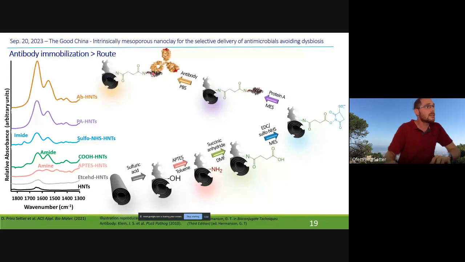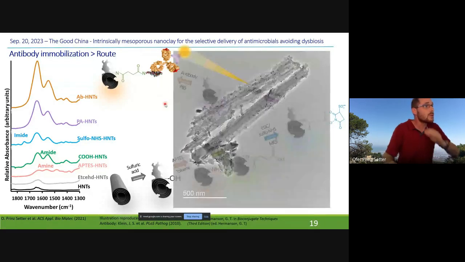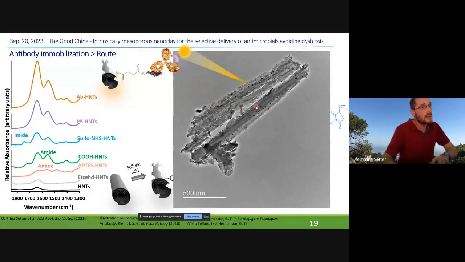And protein A served as an anchor for the antibodies due to the affinity between the Fc region and protein A. So the antibodies are properly oriented. We used immunolabeling to localize the antibodies using a secondary antibody conjugated to gold nanoparticles, and you can see that the immobilized antibodies are evenly spaced on the clay nanotube.